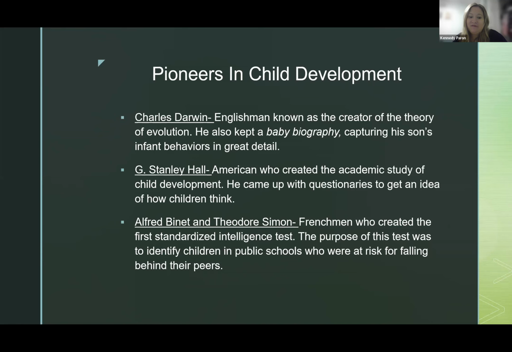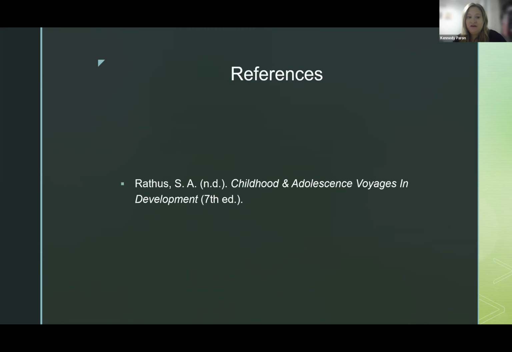Also, Alfred Binet and Theodore Simon were Frenchmen who worked together to create the first standardized intelligence test. The purpose of this was to serve the public school system and allow for those who are at risk of falling behind to be found right away and get the advocacy that they deserved, and hopefully be able to catch up with the resources given.